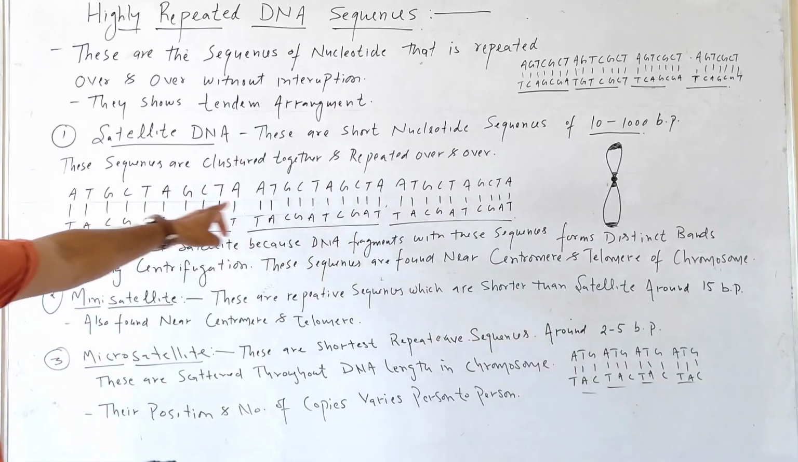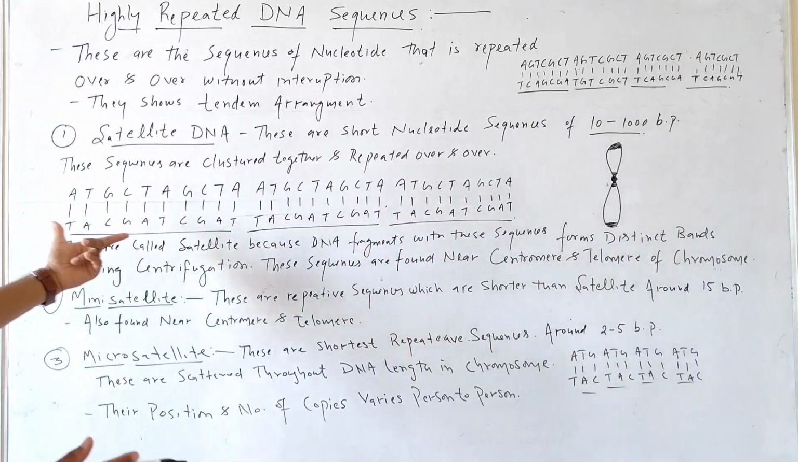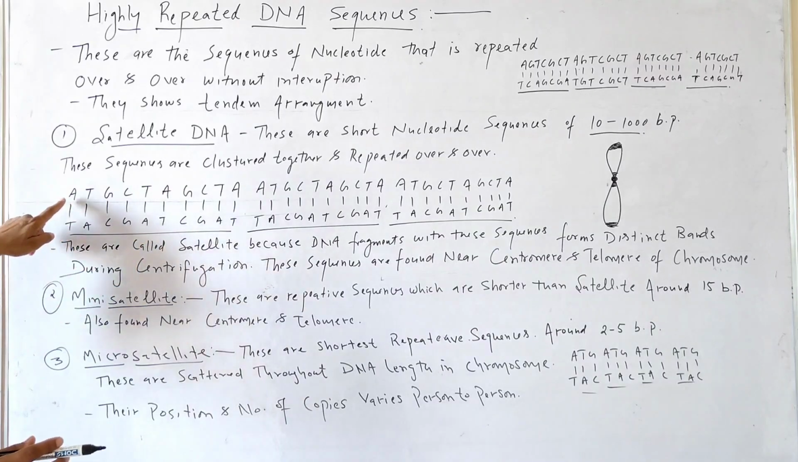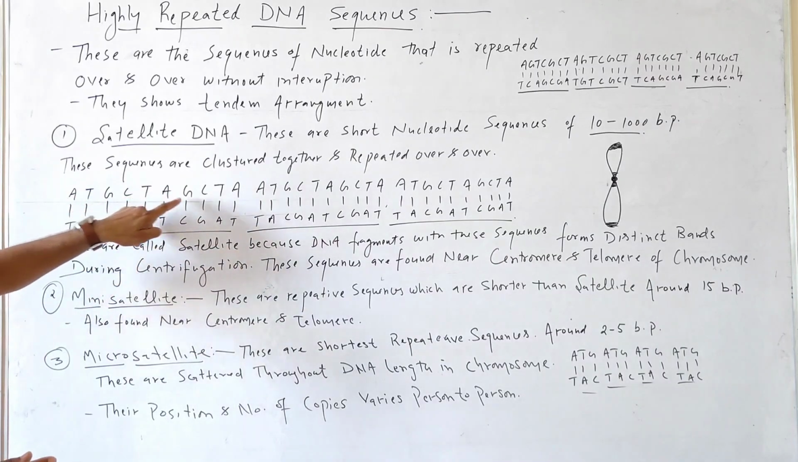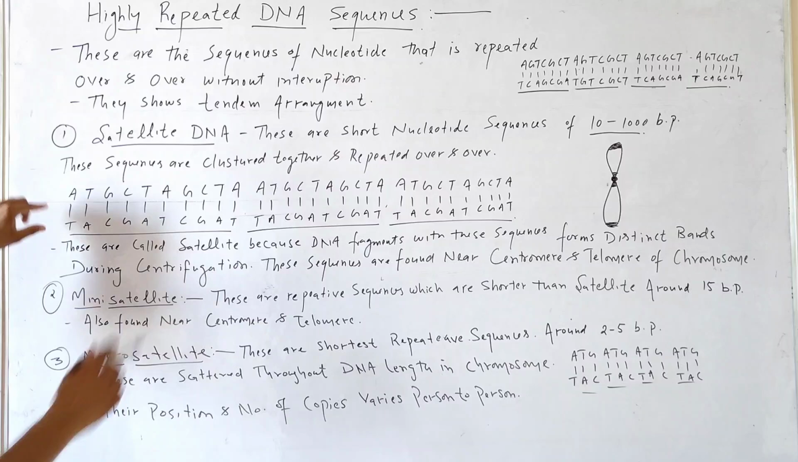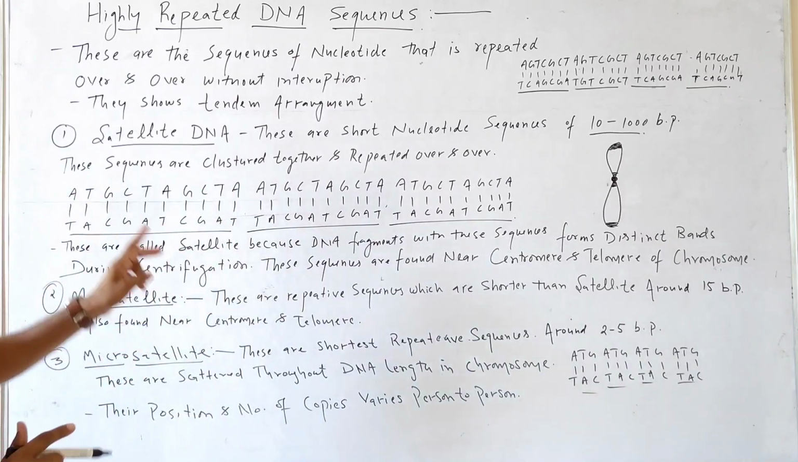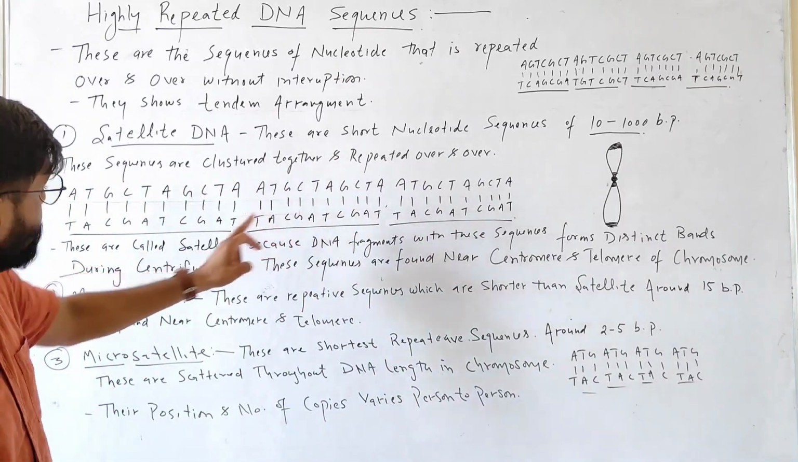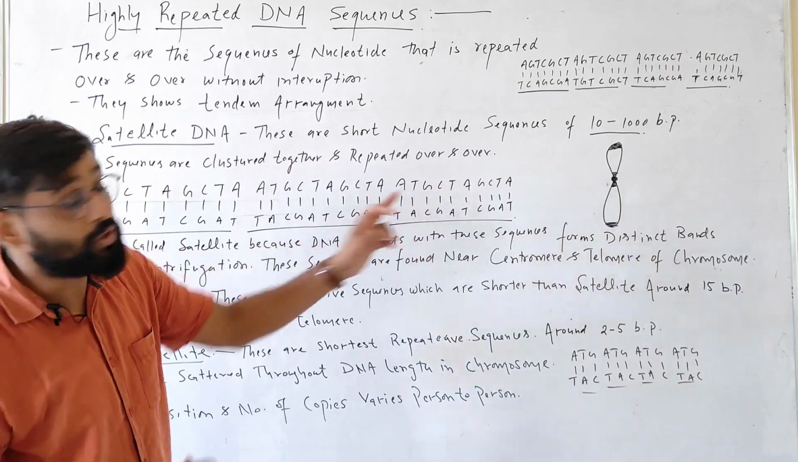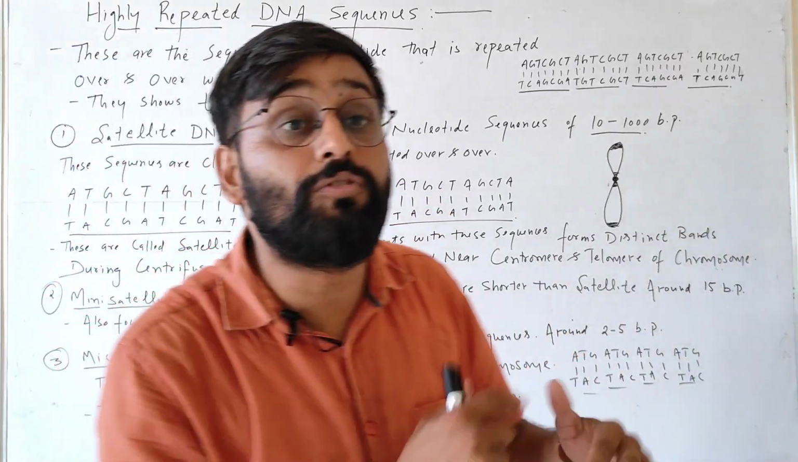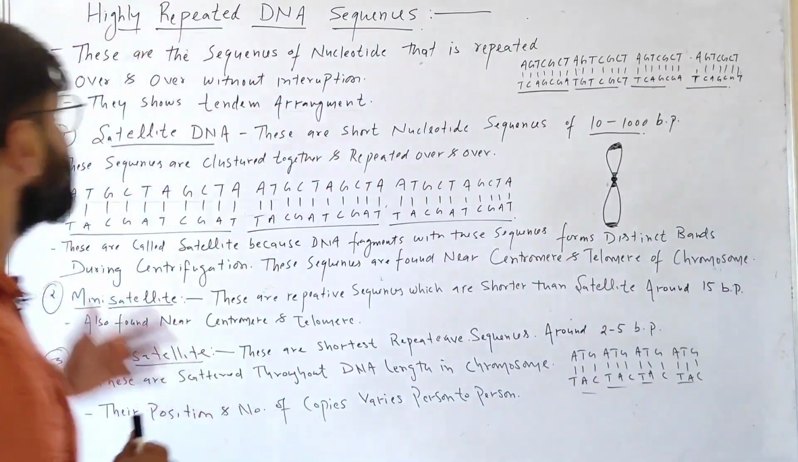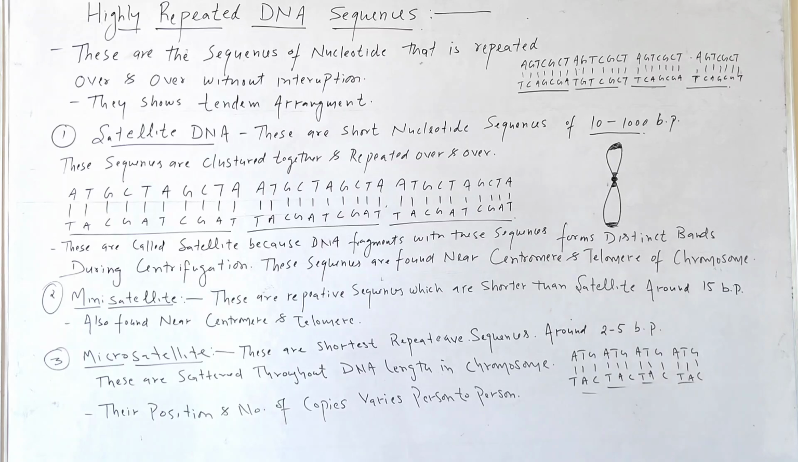So this is an example of a satellite DNA sequence. In this example, you can see 1, 2, 3, 4, 5, 6, 7, 8, 9, 10. So this is a sequence of 10 nucleotides. Then it is repeated just after its end. Then it's repeated again. So it repeats over and over without interruption. And these are 10 to 1000 base pairs.